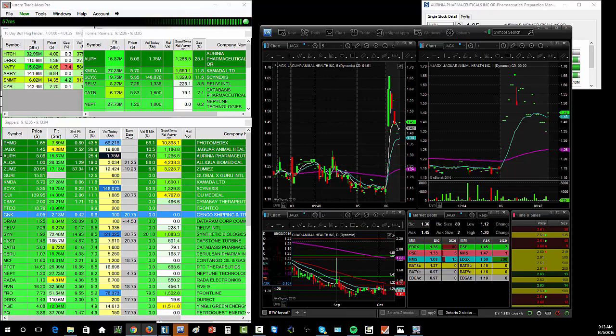This one is a low float stock, which means that with a good catalyst, it can move quickly and potentially could break through any resistance on the daily. So the headline today, Jaguar Animal Health and Napo Pharmaceuticals announced details for proposed merger. All right, so I've got the headline on Market Watch.